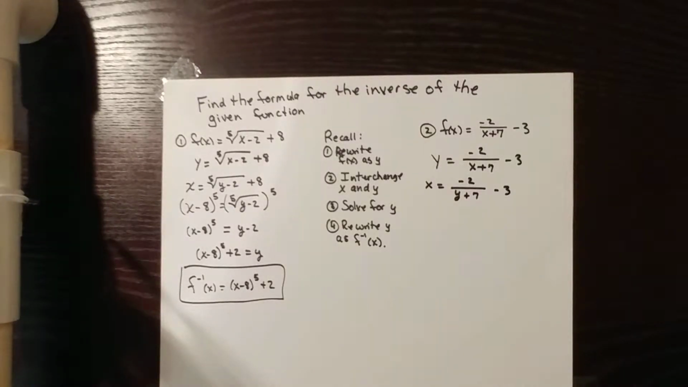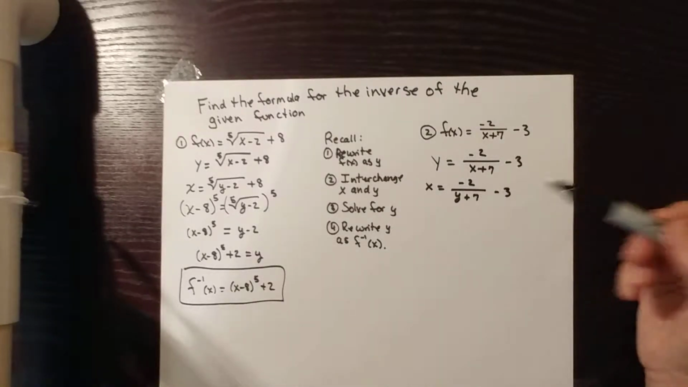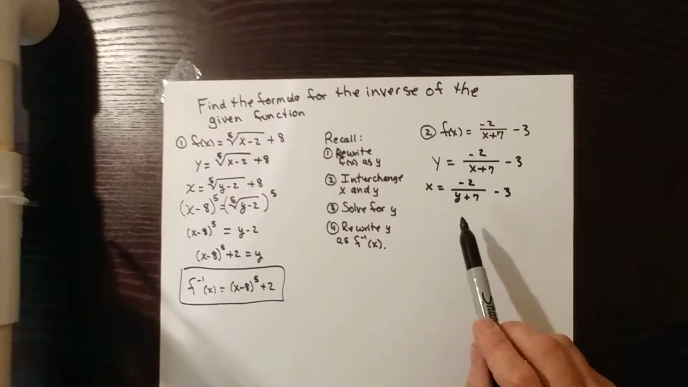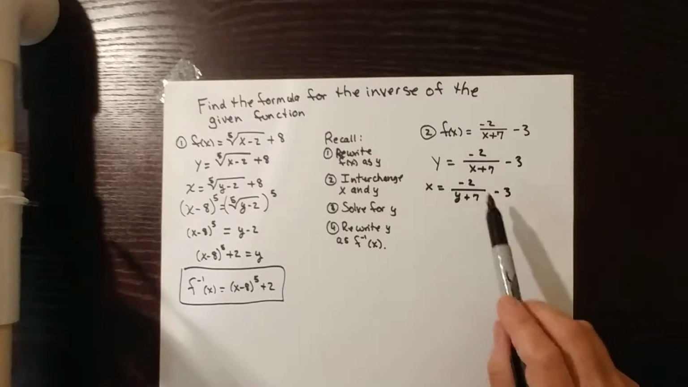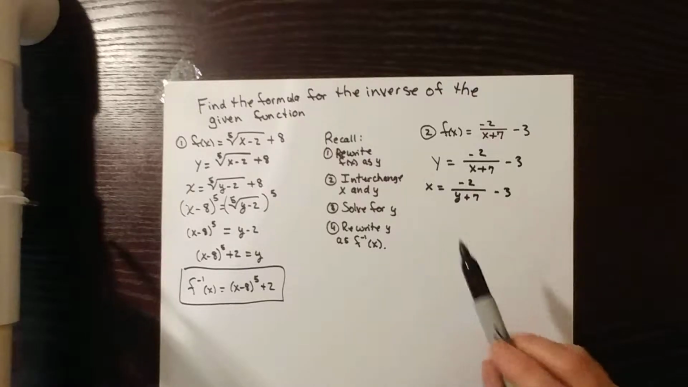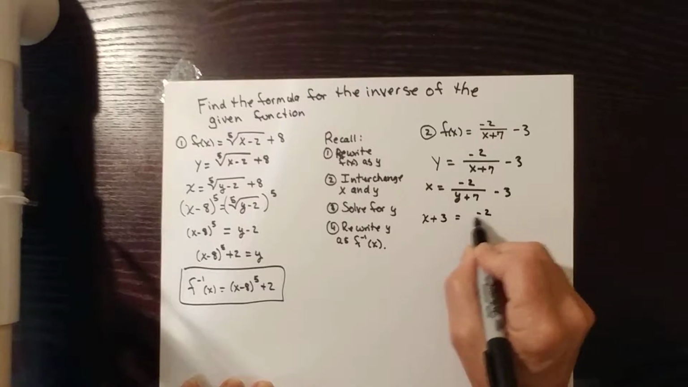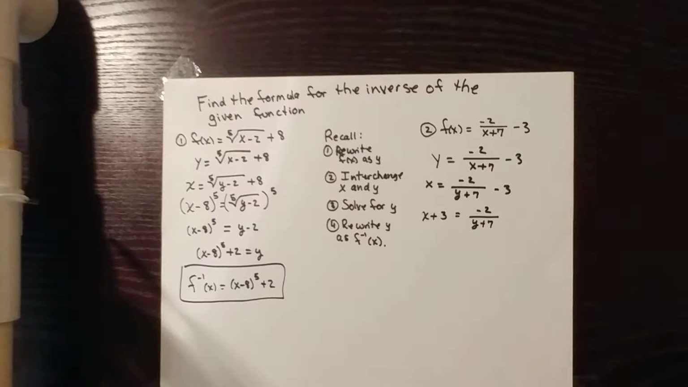And step number 3 says to solve for y. So when I look at my y, it is in the denominator of this fraction. So I'm going to do the same thing sort of that I did in number 1. I'm going to isolate the term that has the y in it, and then I'll work on getting to the y. So to isolate the term that has the y in it, I'm going to add 3 to both sides. So I get x plus 3 is equal to negative 2 over y plus 7. Now, I'm going to approach this the same way I would any problem that has a denominator in it. I'm going to kill the denominator by multiplying both sides of the equation by the denominator.